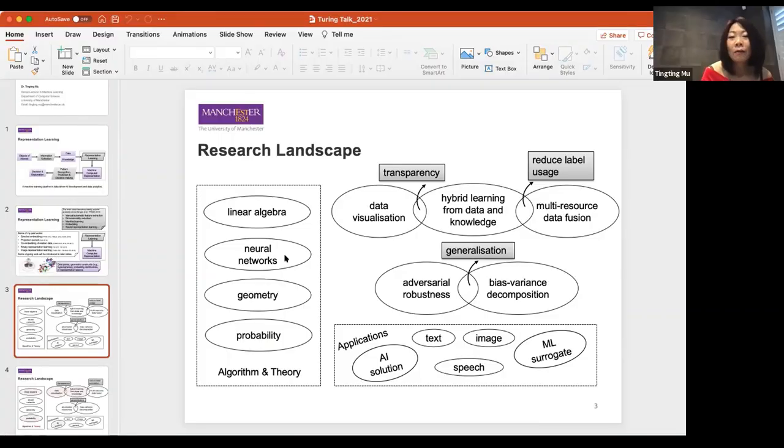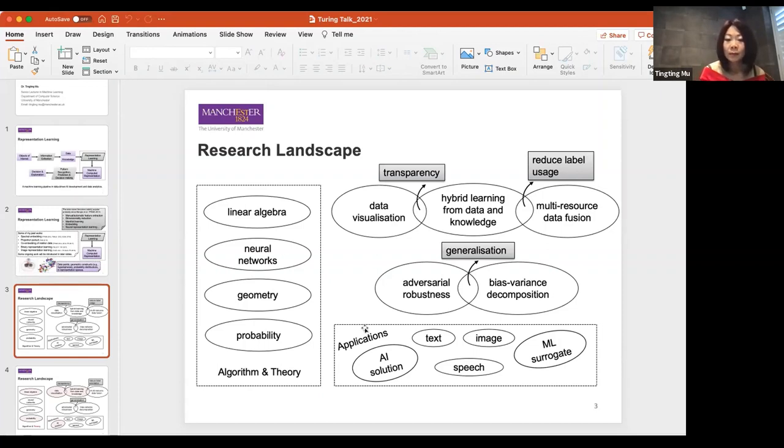Here is a map of my research landscape. Under the big umbrella of algorithm and theory development, we have a list of research topics that we are interested in. The motivations that drive our research include reducing the use of labels, improving model transparency, and understanding and improving generalization better. There are also some fundamental subjects that support our algorithm and theory research.